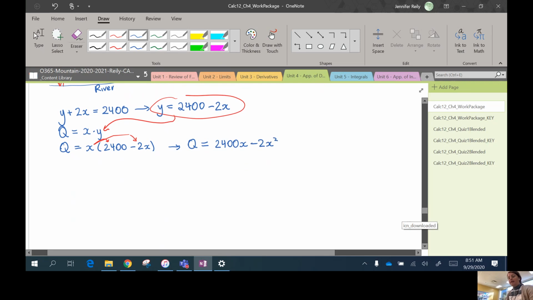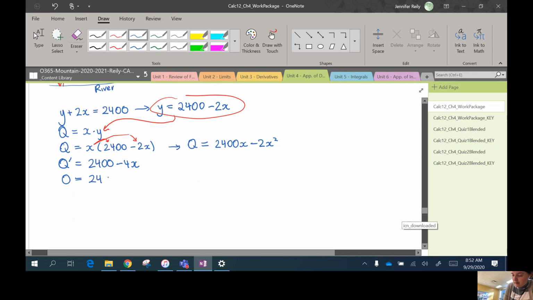So q equals 2400x minus 2x squared. Okay, so now it's step 5, find our critical numbers. We don't have any endpoints here, so we're just looking for places where the derivative is 0 or undefined. So q prime is an easy derivative. It's just using power rule. So 2400, and then the 2 comes down, so minus 4x. Okay. This is defined everywhere, so the only critical number is going to occur where this is equal to 0.